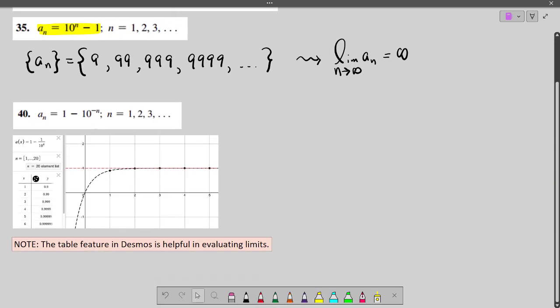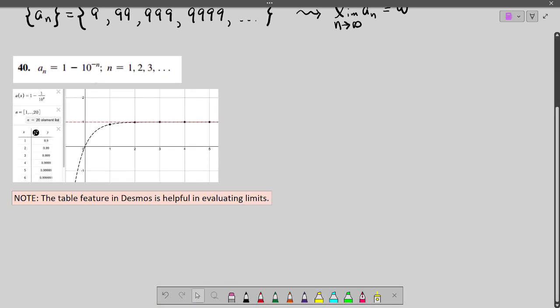Now let's look at this one. So here we have a sub n is 1 minus 10 to the negative n. And I did this over here in Desmos. You can see that the first term, if we plug in a 1, we have 1 minus 1/10, which is 0.9. If we plug in a 2, 10 to the negative 2 is 1 over 10 to the 2, so it's 1/100th. So 1 minus 1/100th is 0.99. So here are the subsequent terms as we keep subtracting off less and less from 1.